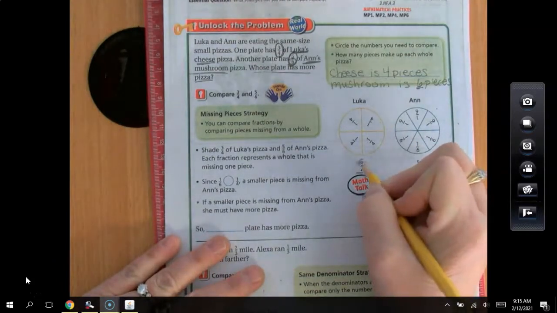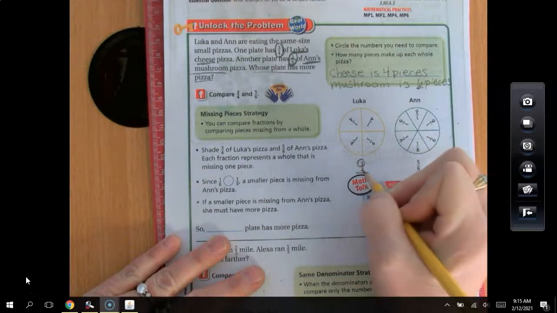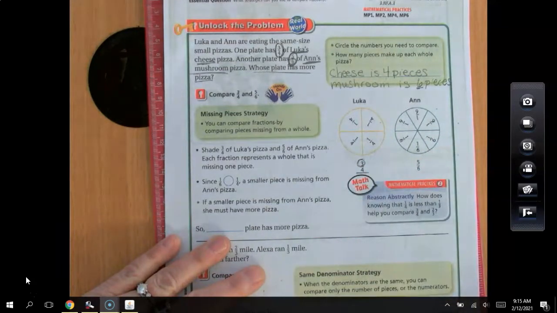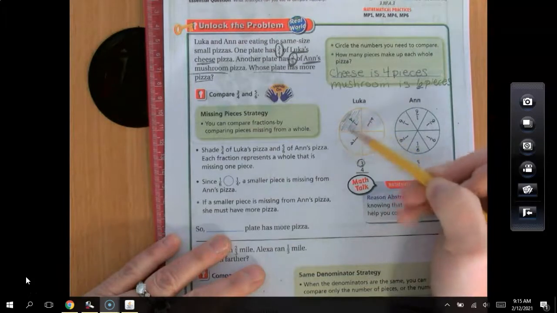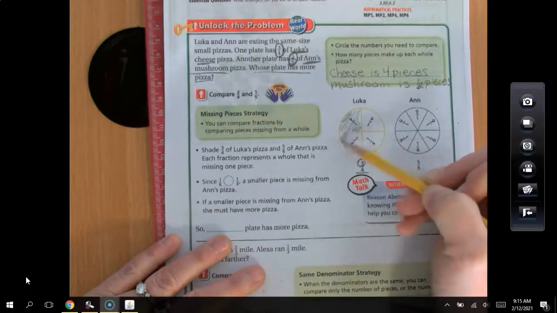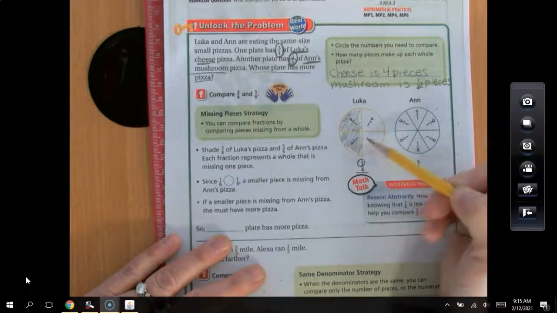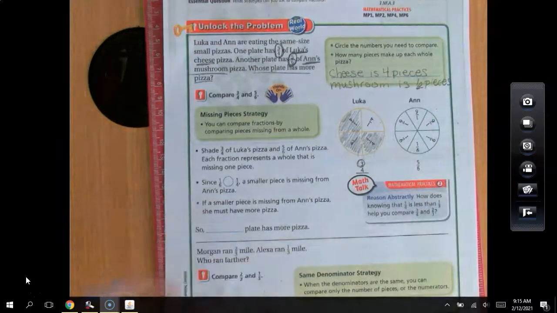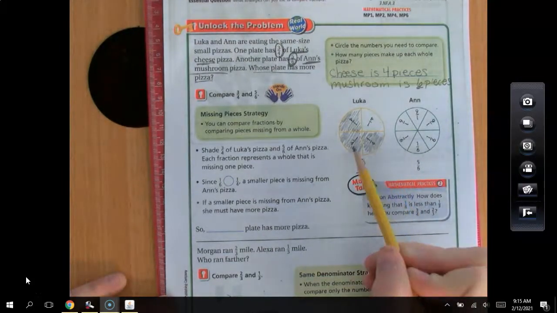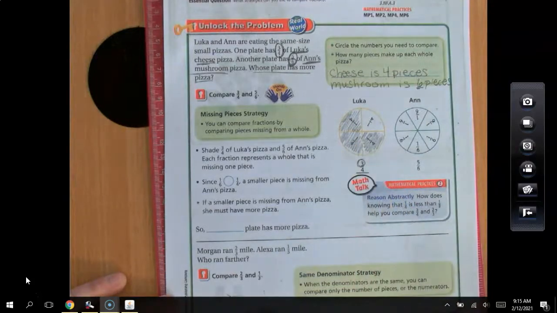If he had 3 out of the 4 pieces, how many do you think we should shade? If you said 3, you're correct. So let's go ahead and shade in, it doesn't have to be perfect, 3 of those pieces. All right, so here we go. We have 3 pieces.